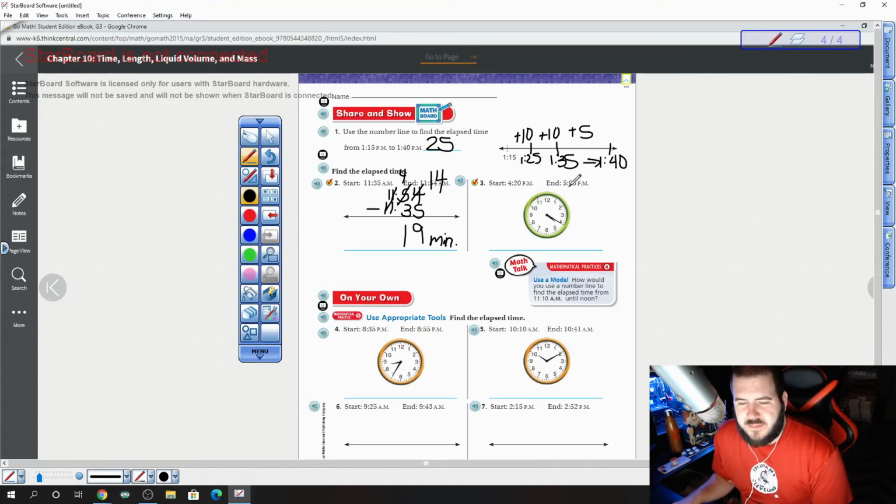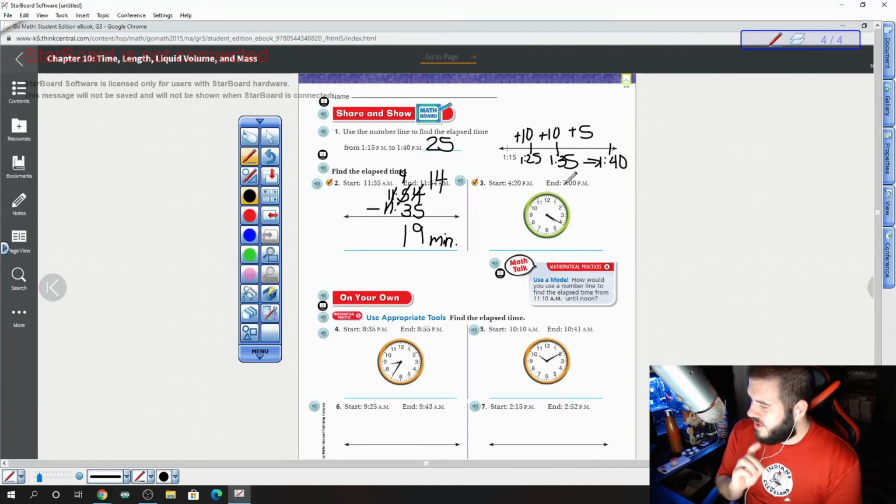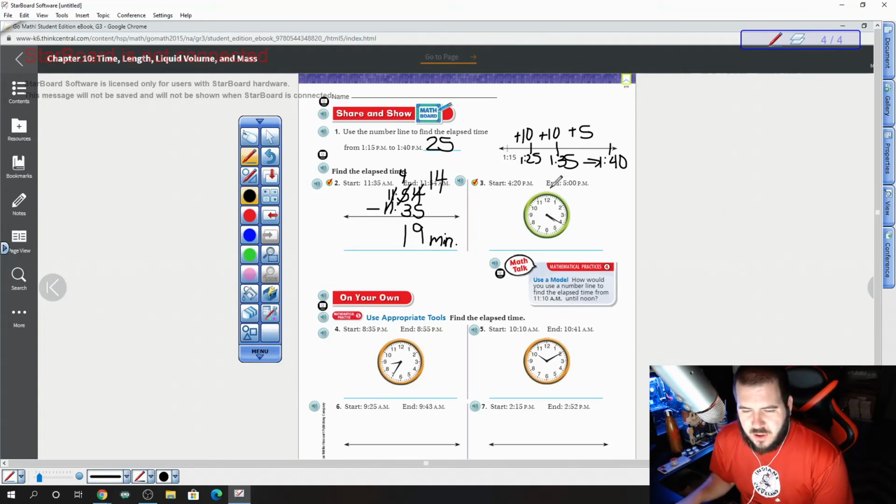Okay, now here is one where I would probably choose not to subtract. You could subtract, but I would probably choose not to. I am going to show you after I do the clock method how to subtract this one. So we're starting at 4:20, which is where it's at already, and we're going to 5 o'clock. So where would my minute hand be if we have 5 o'clock?